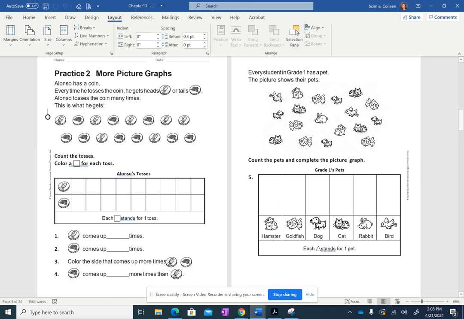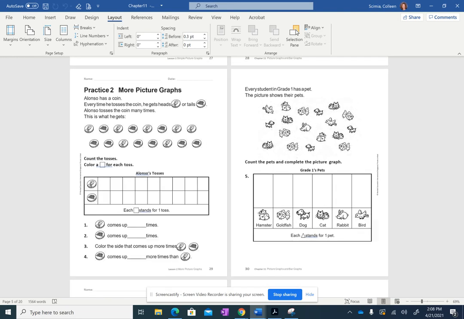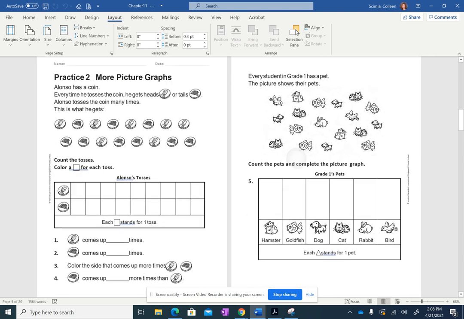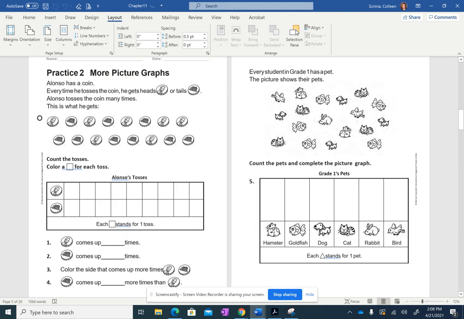Friends, today we will complete pages 29 and 30 in your math workbook. So we're going to do some more work with graphs. Get your pencil and your book open to page 29 so we can start working. If Mrs. Shimmy is going too fast, just hit the pause button. So let's look at the directions on page 29.